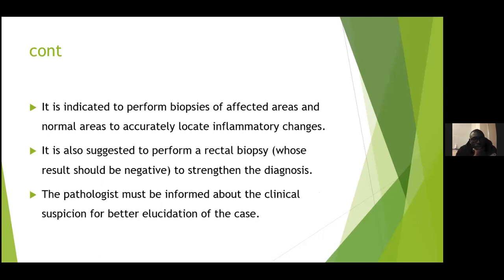When you do your colonoscopy, one thing that is very important is that you need to biopsy the rectal areas. That is because you want to be sure that area is not involved. Once you have a sparing of the rectal area, it is more reassuring. This is likely SCAD. It's strengthening the diagnosis.